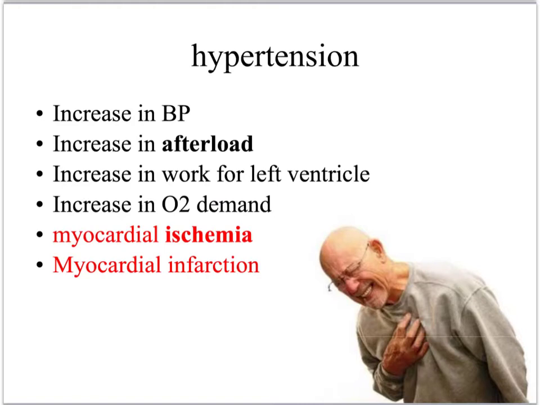And if the ischemia is not corrected, it's going to result in the death of that piece of myocardium, that piece of heart muscle, and that dead area is going to be known as an infarct. So myocardial infarction now is going to be death of cardiac muscle tissue. That's what a heart attack is called, a MI, myocardial infarction.